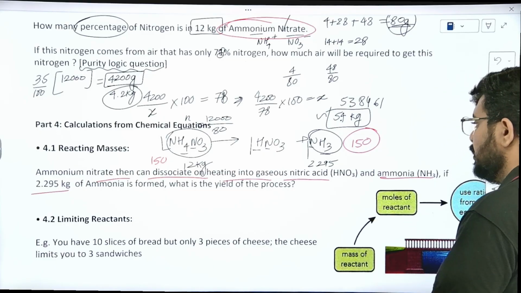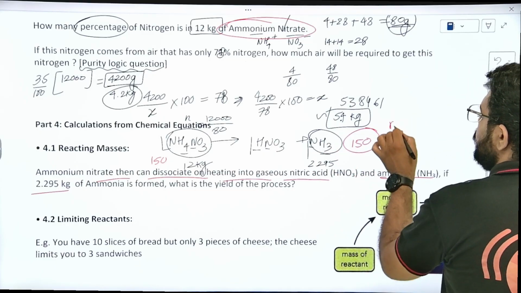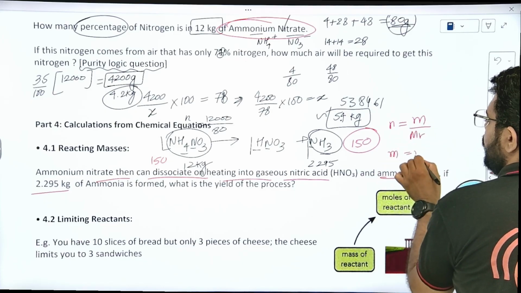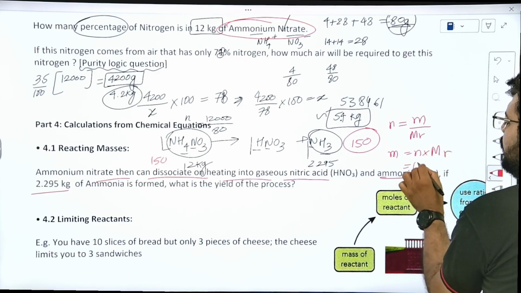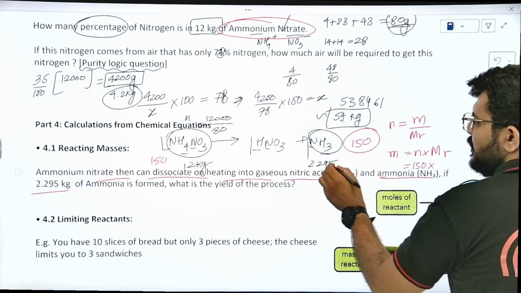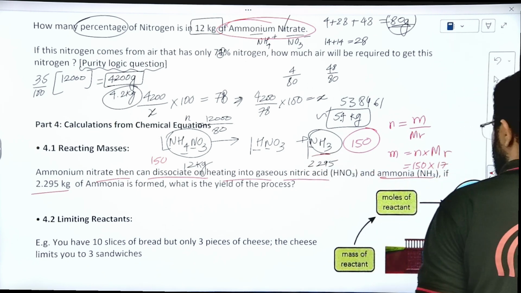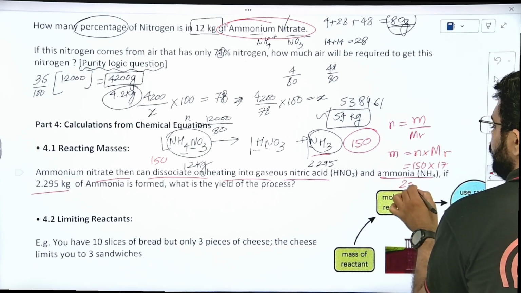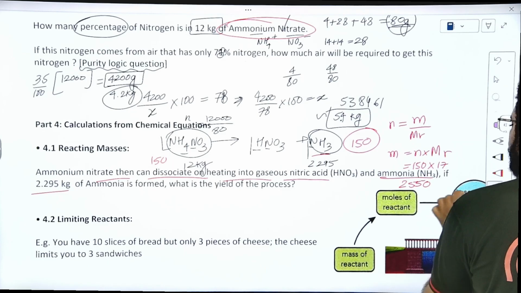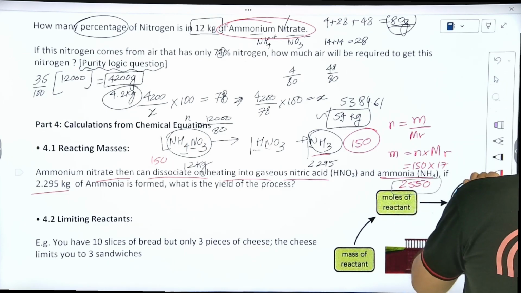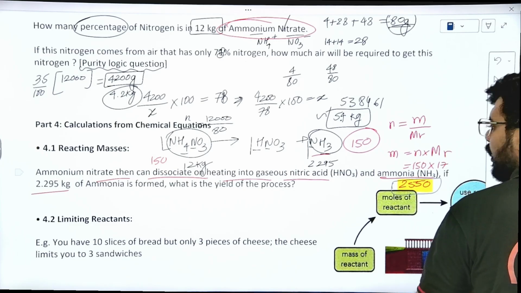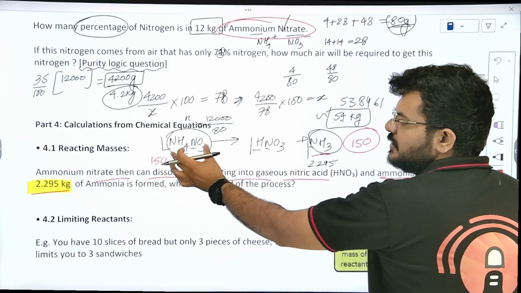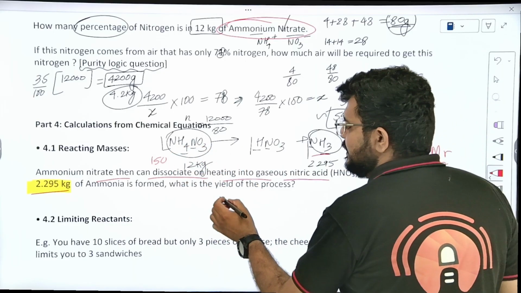How many moles of NH3 should produce? 150. What is the mass of 1 mole? Now I use the formula triangle that n is equal to m upon Mr, and I want to find m, which is equal to n into Mr. n is 150, right? What is Mr? Mr is 17. So I find 150 into 17 is 2550. So how many grams of ammonia should have formed? 2550 grams, right? But how many grams do you actually get? 2.295 kg. Considering that this ammonium nitrate was pure, what is the percentage yield?